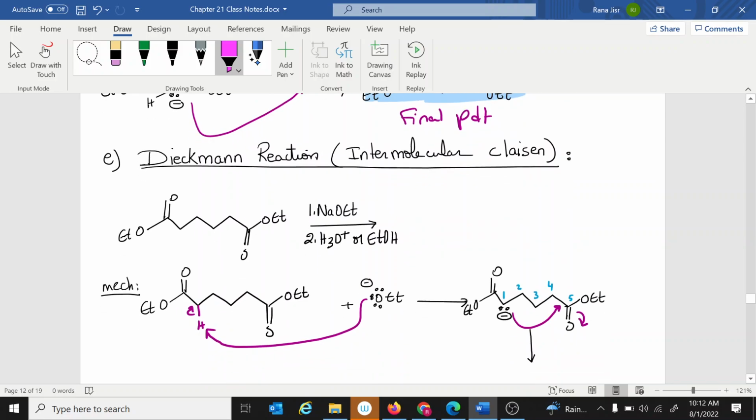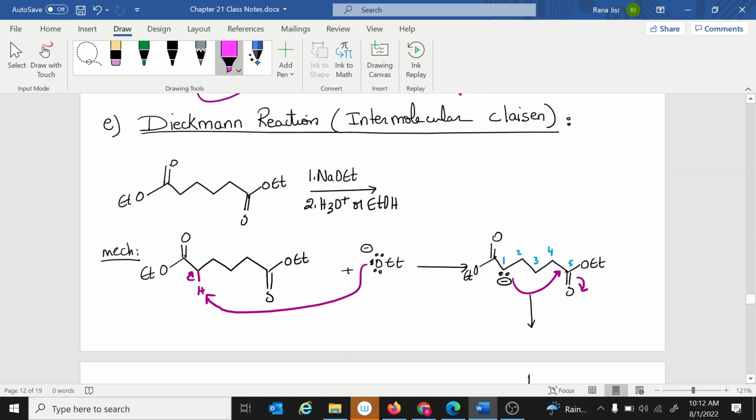Now, another reaction is the Dieckmann reaction. Those reactions, they take the name of the chemists that discovered them. So Dieckmann is Claisen, but it is intramolecular Claisen condensation. It's the same as intramolecular aldol condensation. This is intramolecular Claisen condensation, which is called Dieckmann reaction.